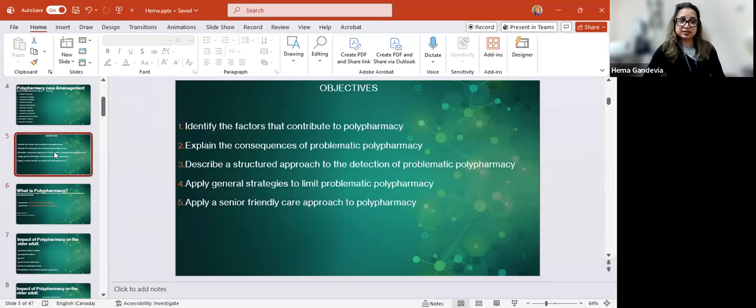Having said that, let's talk about the objectives that we're going to learn today in this discussion. We are going to identify factors that contribute to polypharmacy, explain the consequences of problematic polypharmacy, describe a structured approach to the detection of problematic polypharmacy, apply general strategies to limit problematic polypharmacy, and also a senior-friendly care approach to polypharmacy.